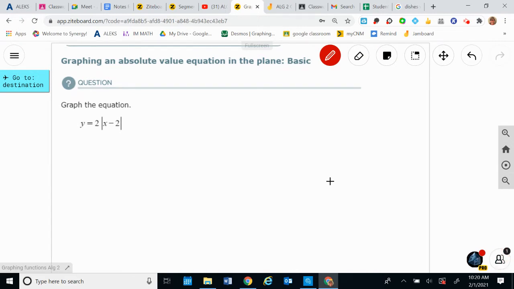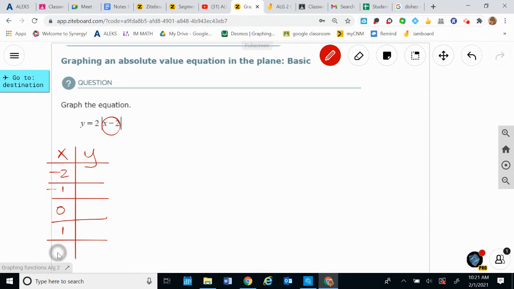Okay, graphing an absolute value in the plane, basic. All right, so now take a look at what they did. They added a number in here. I'm not going to tell you what it does because we're going to discover what it does. But what you need to know is, again, you need to be able to get that V. So we're going to plug in values. Now what value should I plug in? We could start with -2, -1, 0, 1, 2. Let's just say we go with my standard 5 numbers.